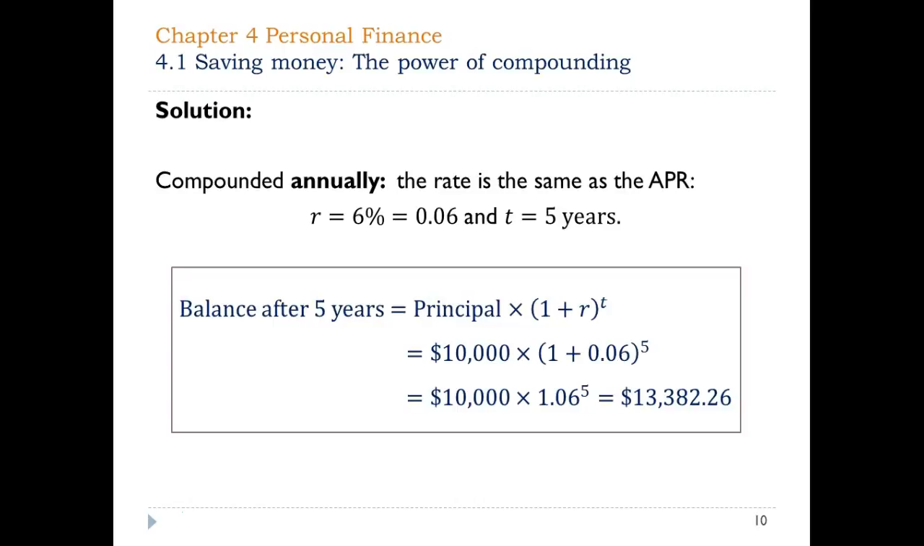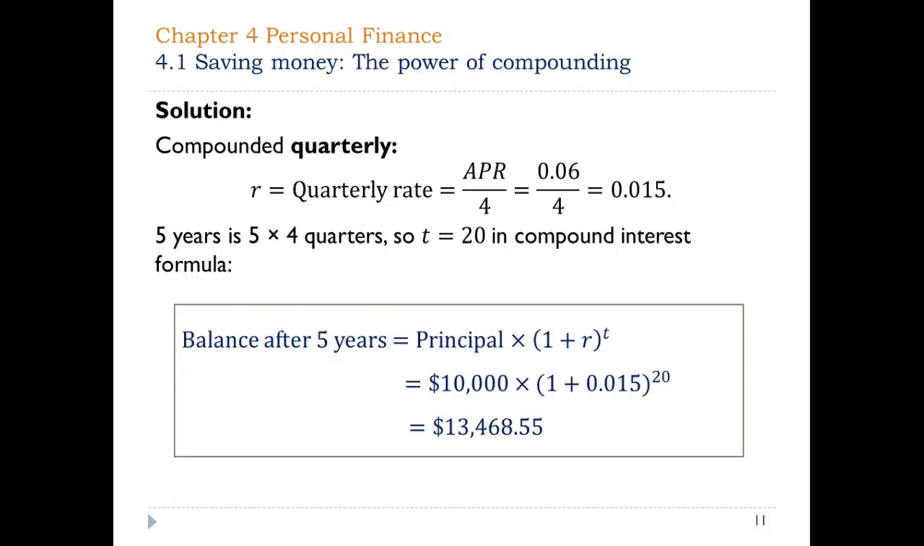If the interest is compounded annually, the rate is the same as the APR. R is 6% or 6/100, and t is 5 years. Plug this into the formula. Balance after 5 years is principal times 1 plus r to the power of t equals 10,000 times 1 plus 6/100 to the power of 5, and it's equal to $13,382.26.